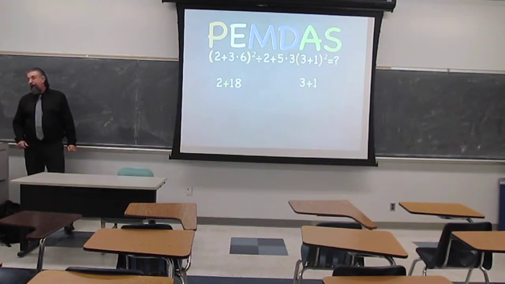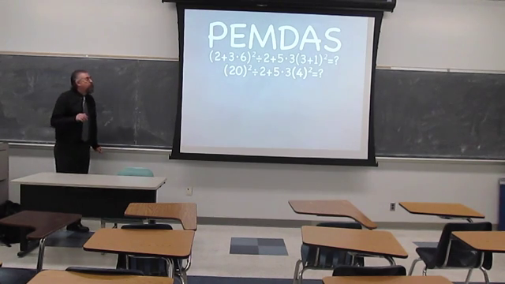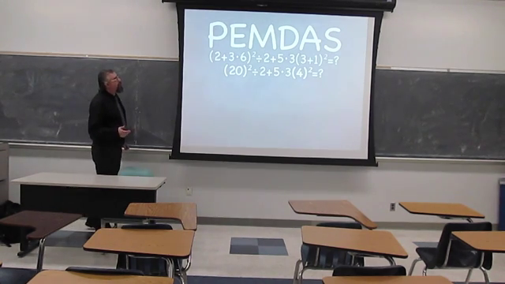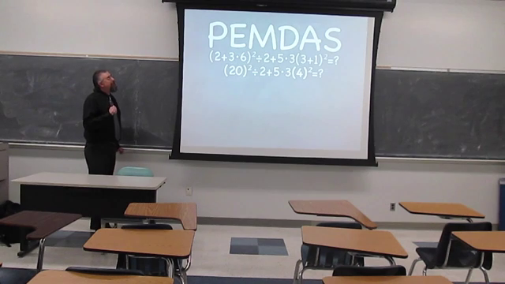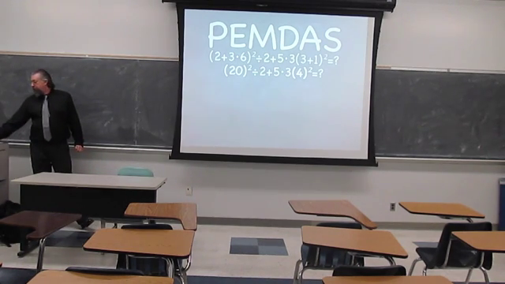After we multiply and divide, we add and subtract. So we have 20 and we have 4. So this is what the problem looks like now. 20 squared divided by 2 plus 5 times 3 times 4 squared. So what do we do now? We have the parentheses and we have exponents. So we pull those down, we work on those problems.